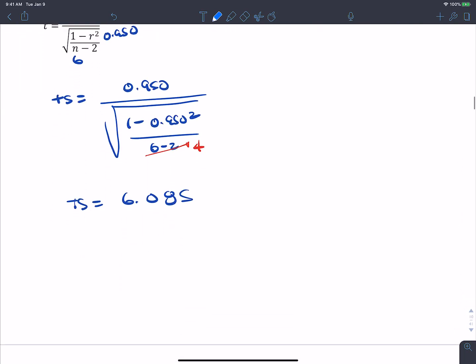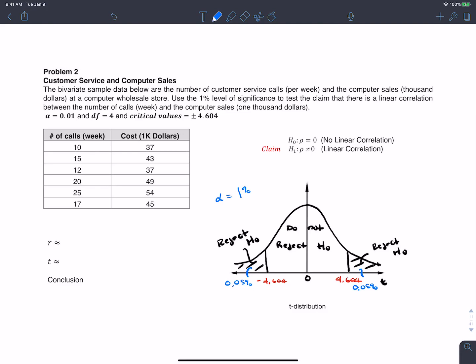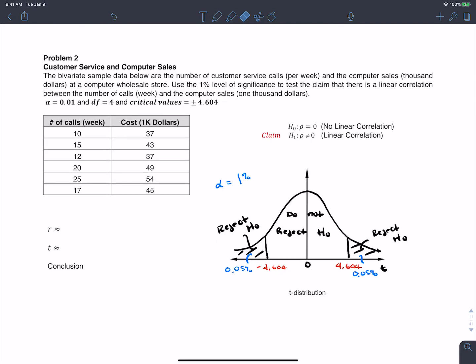All right, now, here we go. Okay, we're going to continue here, right? And let's go through the second problem here. They're talking about customer service and computer sales here. Okay, so the bivariate sample data below are the number of customer service calls per week and the computer sales in thousands of dollars at a computer wholesale store. This problem says use the 1% level of significance to test the claim that there is a linear correlation between the number of calls per week and the computer sales in thousands of dollars here.